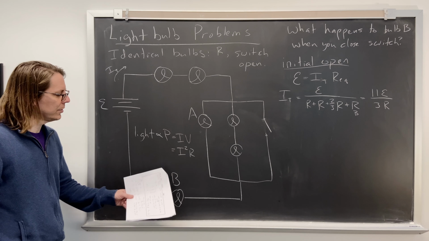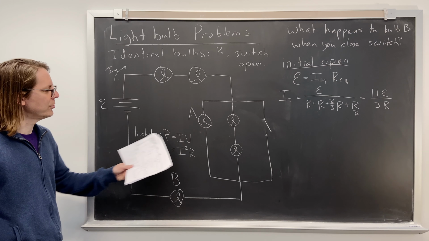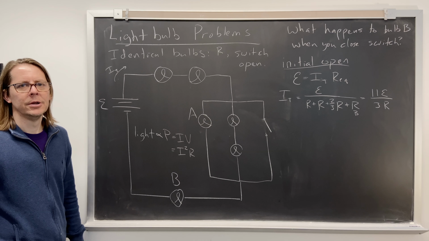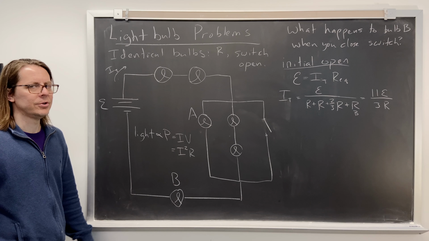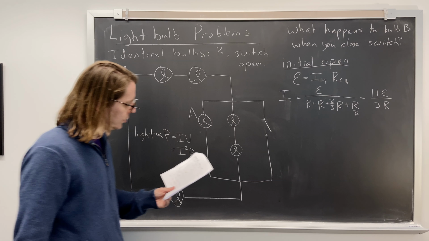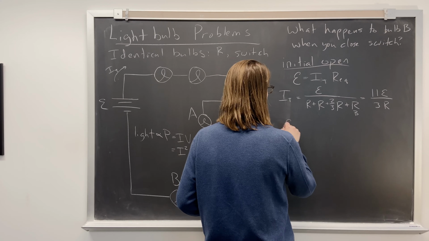All right, so that's the current going through bulb B, and the light would be proportional to the square of that current. But we really just need to know, does the current go up or down? If the current goes up, the square will go up. If the current goes down, the square will go down. Okay, so now let's do the final.